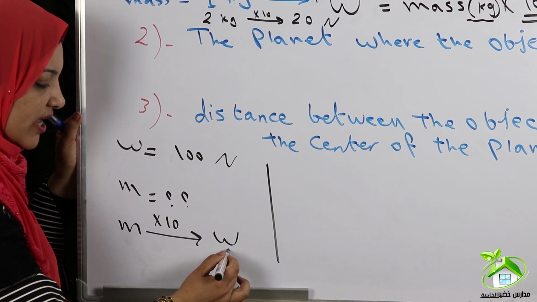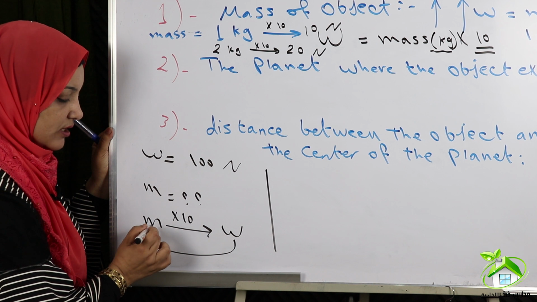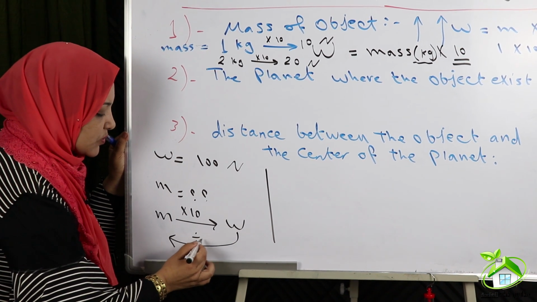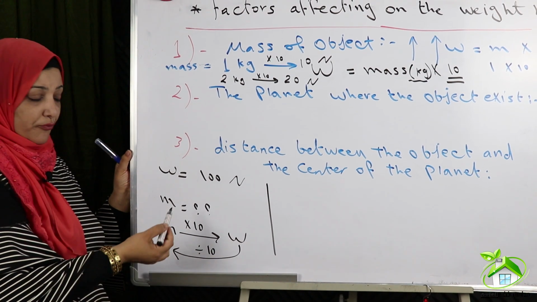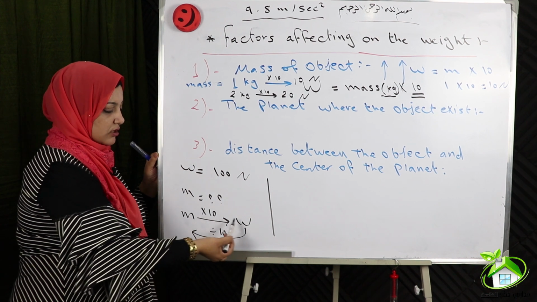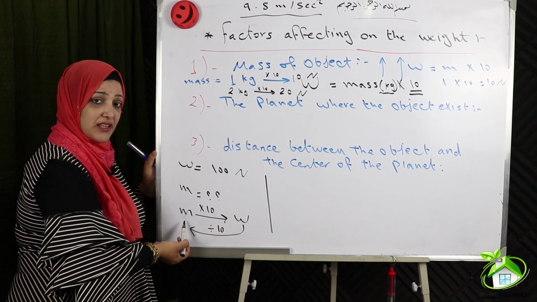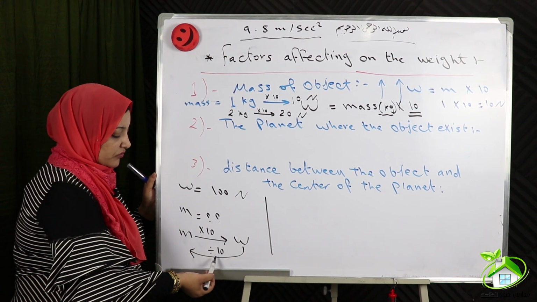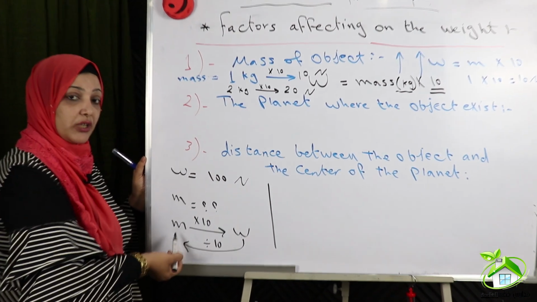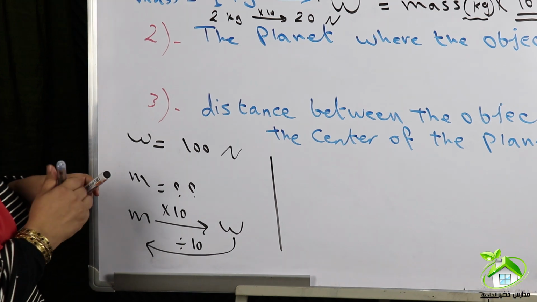But if we have the weight and want to find the mass, we make the weight divided by 10. From mass we need weight: we make mass times 10 to produce weight. If we have weight and need a mass, we make weight divided by 10 to calculate the mass.